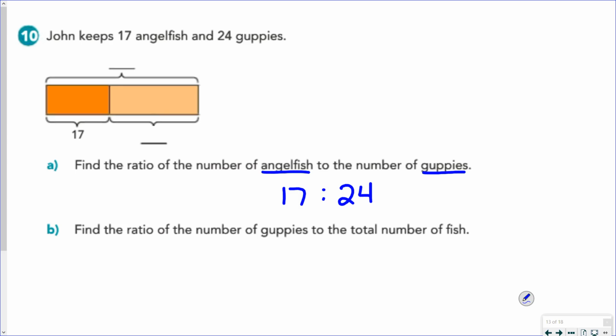And then for part B, find the ratio of the number of guppies to the total number of fish. Well, guppies would be 24 to the total number of fish. Well, if I have 24 guppies and 17 angelfish, I add those together to get 41. So my ratio would be 24 to 41.